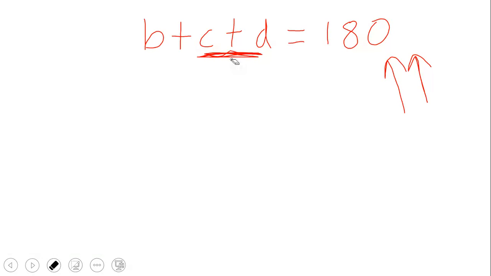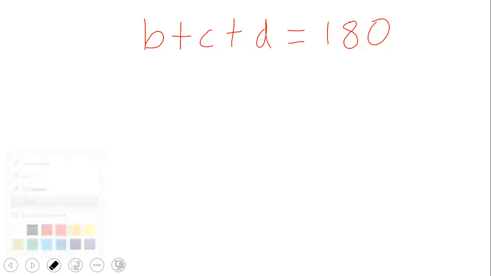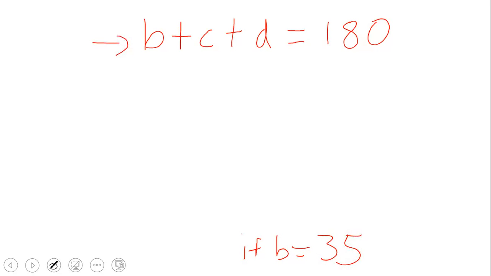But before we do that, let us perform some substitution. Notice the question says if B is equal to 35. So instead of writing B again in the next line, I'm going to write 35. Indeed, B is 35. So we have C plus D plus 35 equals 180.